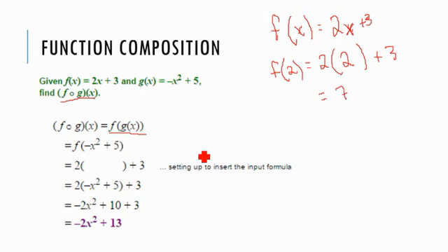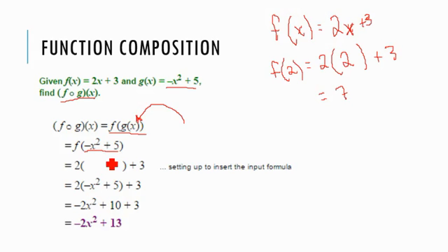In the same respect, f of g of x, this looks very confusing, but let's take it step by step and break it down. Let's start in the inside and work our way out. What is g of x? Well, g of x is negative x squared plus 5. So wherever I see g of x, that's where I'm going to substitute g of x. So f of negative x squared plus 5.